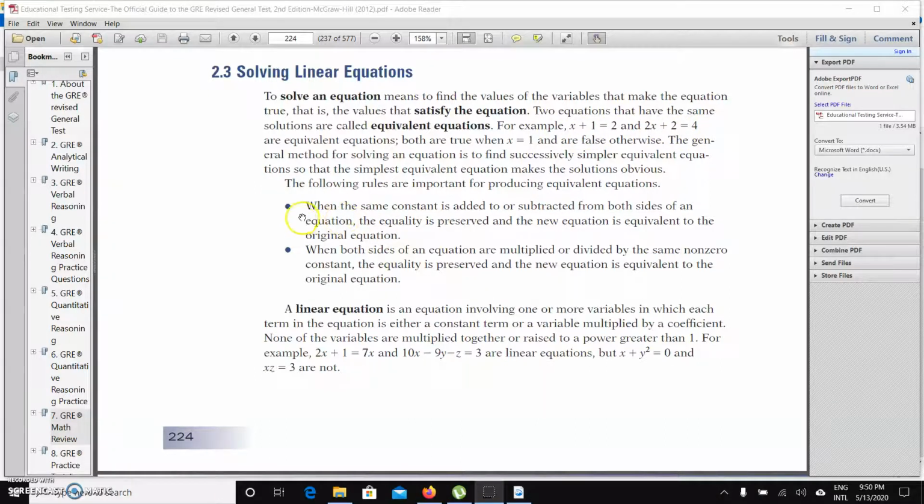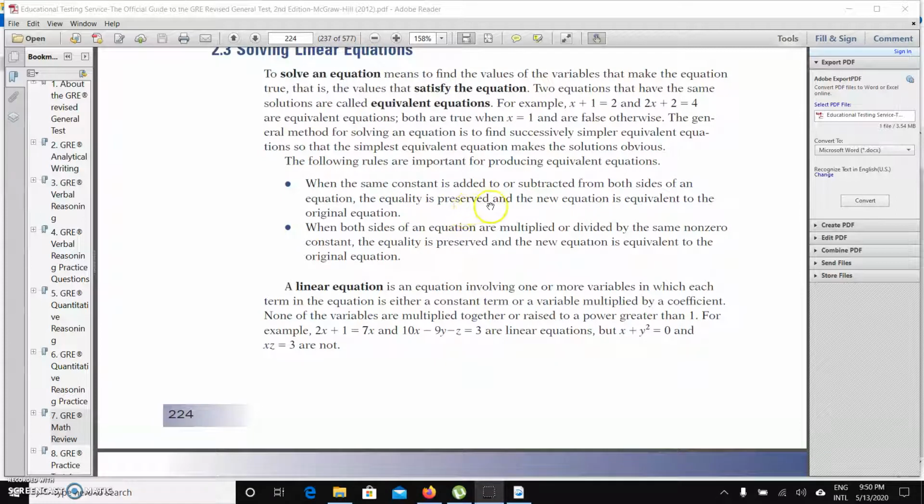Now, this is a very sensitive thing that I need to talk about. The following rules are important for producing equivalent equations. When the same constant is added to or subtracted from both sides of an equation, the equality is preserved and the new equation is equivalent to the original equation. What we are saying is that anything that happens to this side must happen to the other side. For example, if I multiply everything by 3, that will be 3x plus 3 equals 6. So it must happen to everything.